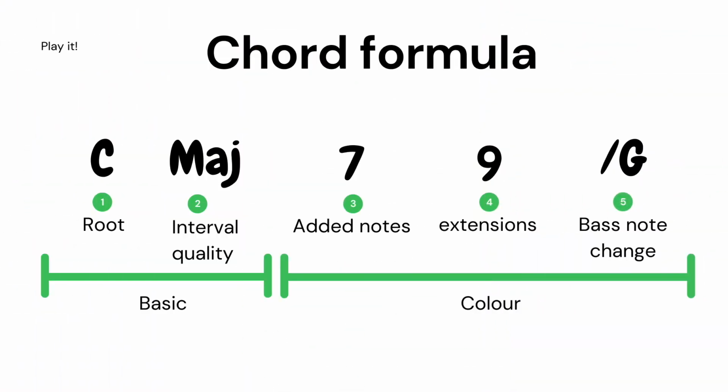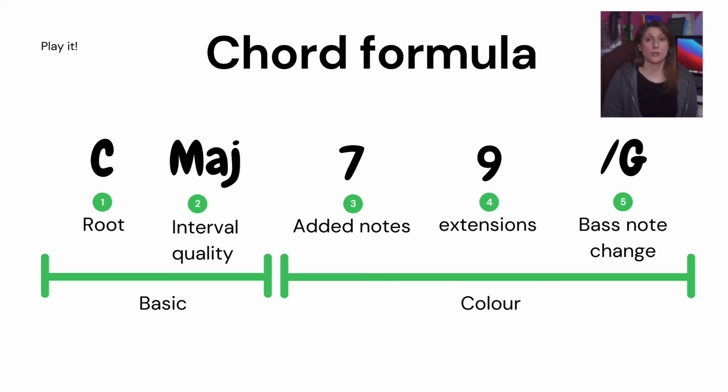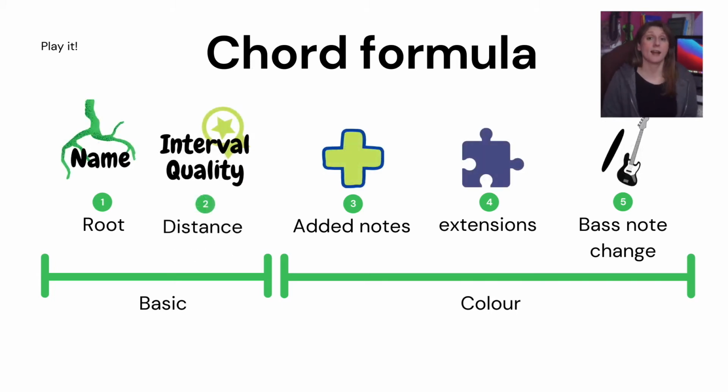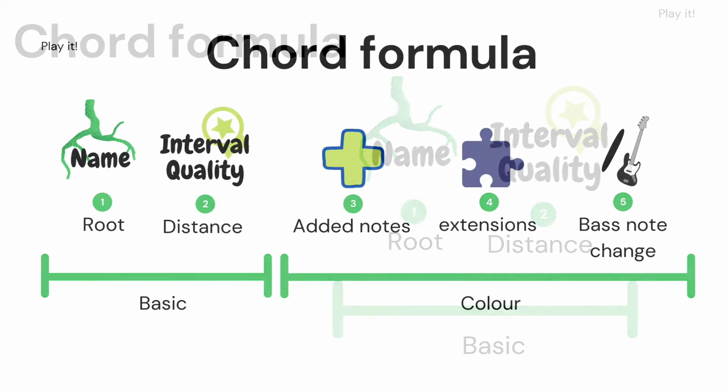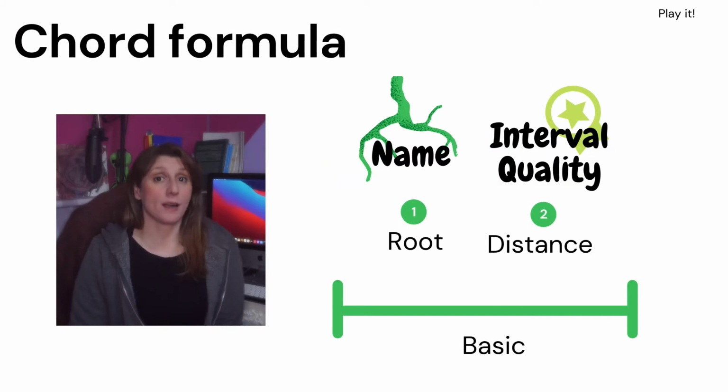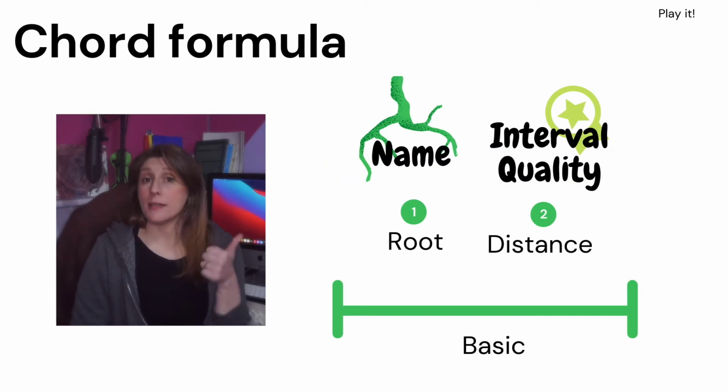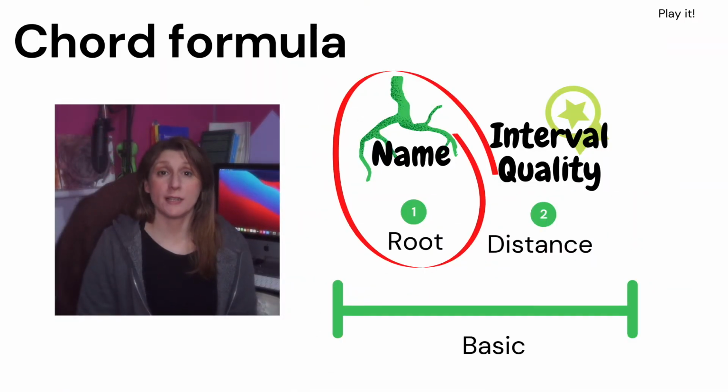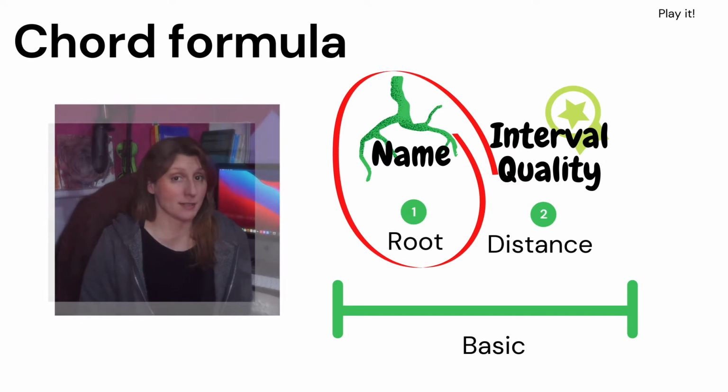We will break the chord into smaller pieces for better understanding. Let's check the formula. We will divide the chord in two parts, basic and color. The basic part is formed by two components, the name of the chord or root and the interval quality. The note used as name is usually the lower note in the chord. It can be accompanied by a sharp or a flat.